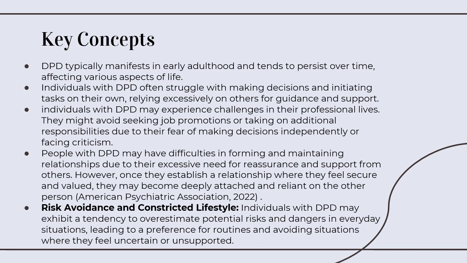People with DPD may have difficulties in forming and maintaining relationships due to their excessive need for reassurance and support from others. However, once they establish a relationship where they feel secure and valued, they may become deeply attached and reliant on the other person. Risk avoidance and constricted lifestyle. In terms of risk avoidance and constricted lifestyle, individuals with DPD may exhibit a tendency to overestimate potential risks and dangers in everyday situations, leading to a preference for routines and avoiding situations where they feel uncertain or unsupported.